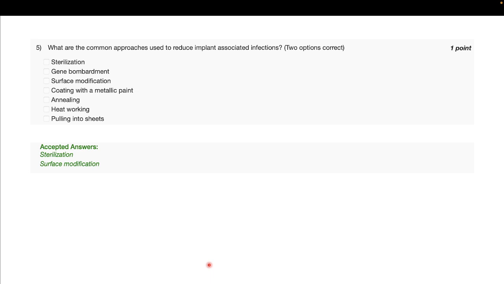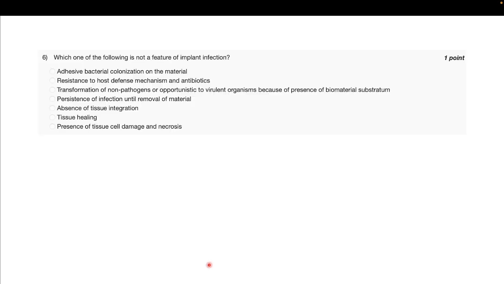Clear? Okay, I'll take the next question then. Next is, which one of the following is not a feature of implant infection? So we have been discussing infection. Read through the options. We have to select what is not a feature of implant infection. And let me know if you know the answer.